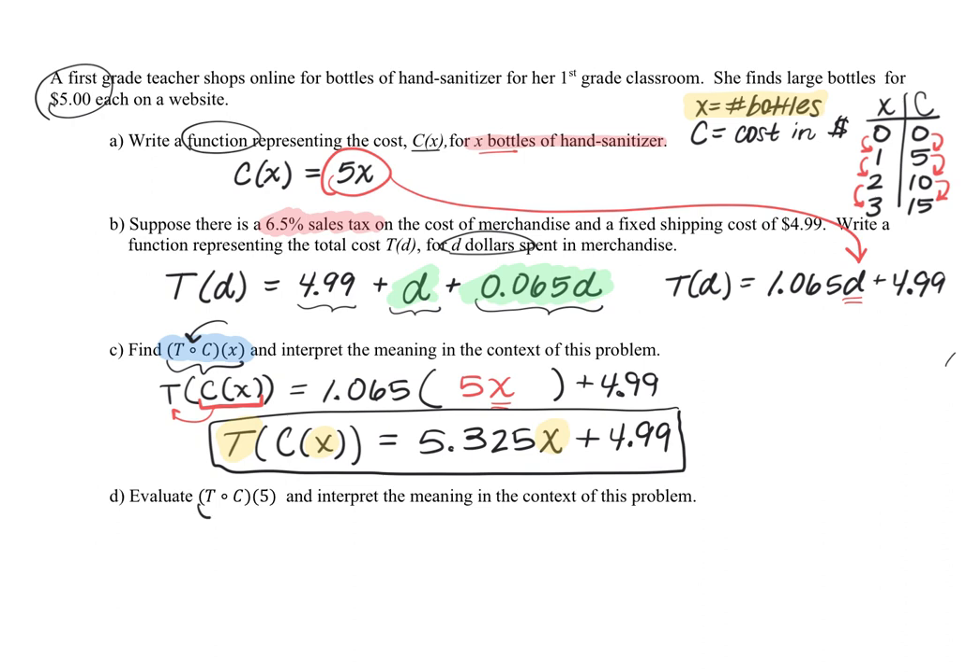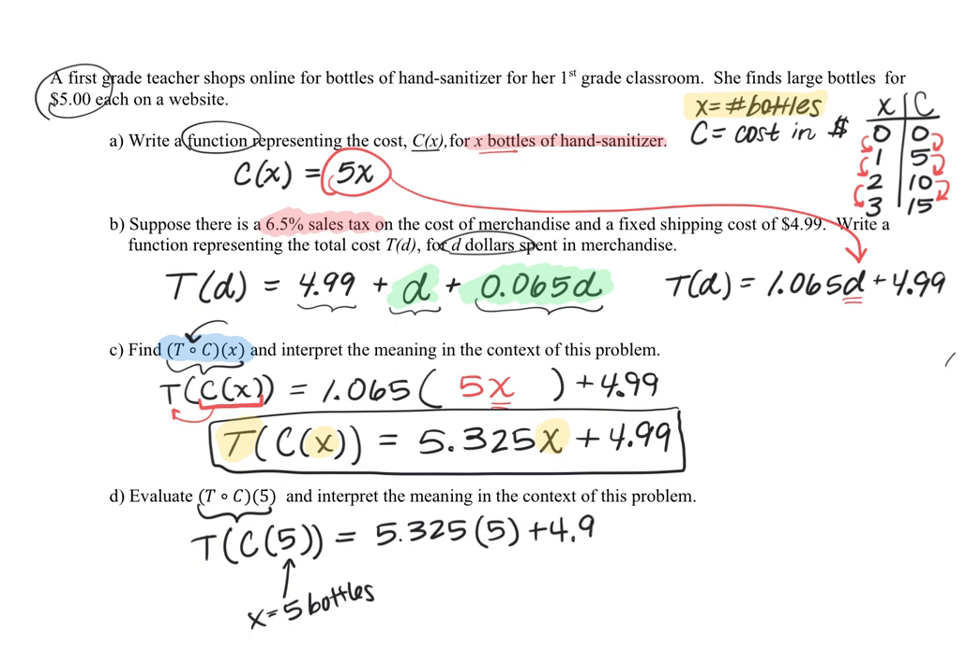So for part D, if I'm asked to compute T of C of 5, rewritten, that would be T of C of 5, written like this. This is telling me that I'm going to be inputting x equals 5. So that means 5 bottles of hand sanitizer. And by using this lovely function that we've created, the 5.325x plus $4.99, if I go ahead and plug in 5, then that means I'm going to get out my total cost without having to figure out first how much did the bottles cost, and then add in the sales tax and the $4.99 shipping.